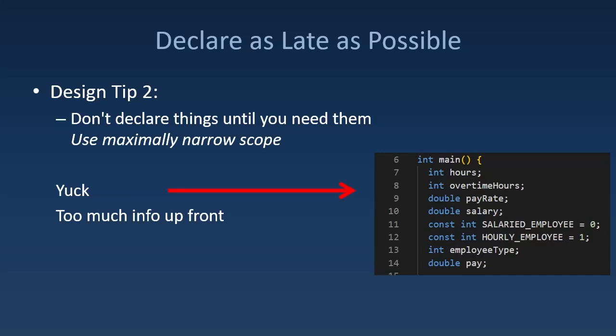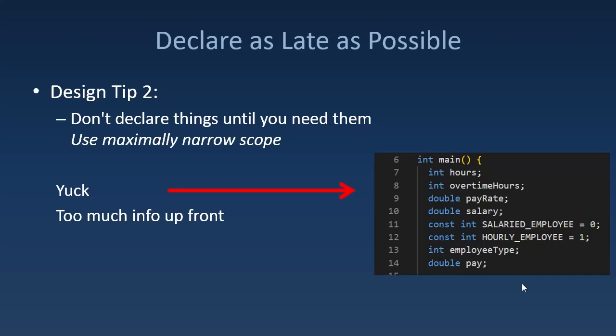This is kind of cognitive overload for whoever's reading your code. Wait, there's going to be hours and overtime hours and pay rate and salary and employee type and pay and there's so much to keep track of. It also is going to be more error prone, especially when we get into doing things like loops. It's a lot easier to make errors when variables stick around too long.